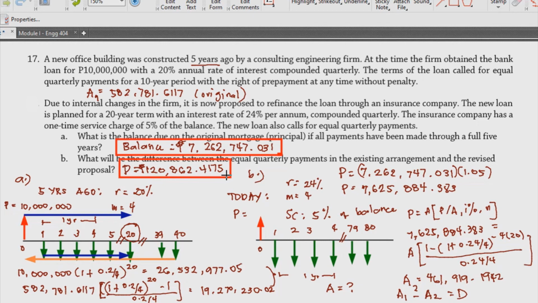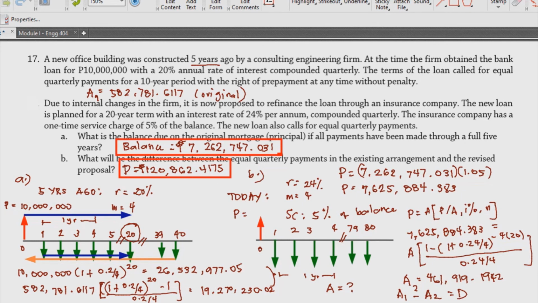I'm hoping na naintindihan niyo yung ating nangyari, no? So ulitin natin simula. Nung A is nag-compute tayo ng balance, yun talaga yung goal natin for letter A. And then for B, yung natirang balance with the addition of the 5% service charge, we'll be using that for our reference as the new loan. And then we'll try to do our annuity. So ang mangyayari lang dyan, just compute for your annuity based on the new principal value, which is your 7,625,884. And then yung magiging sagot natin, pagsusubtrakin natin dun sa ating original annuity, okay? And that the difference would be yung tinatanong sa letter B.